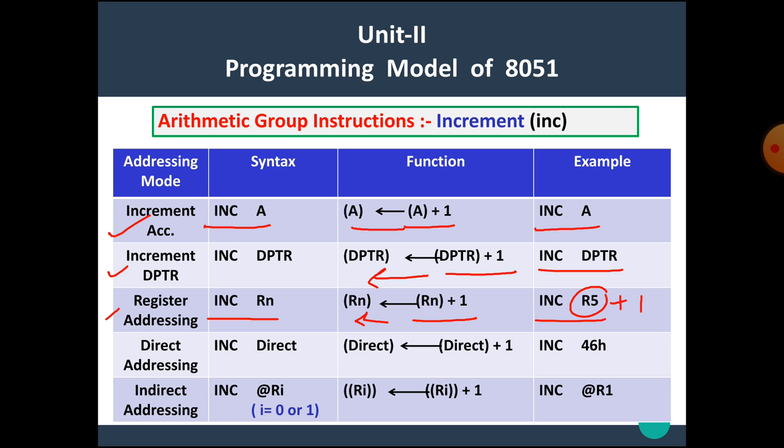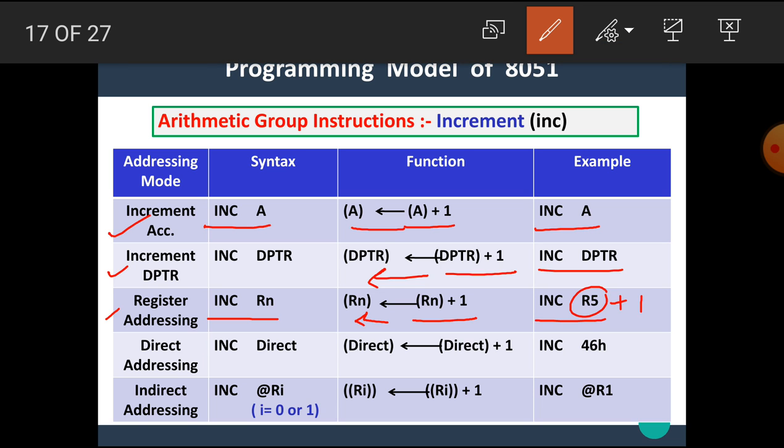Similarly, in direct addressing, the INC direct instruction syntax is used. That means whatever data is placed in this direct address is incremented by 1. For example, INC 46H means 46H has some data and this data is incremented by 1. The next is indirect addressing, INC @Ri. That means whatever data is pointed to by this Ri register is incremented by 1. For example, INC @R1 means whatever data is pointed to by R1 is incremented by 1.